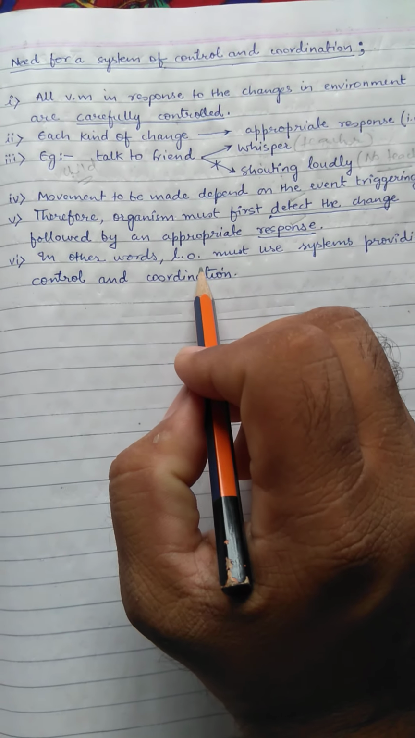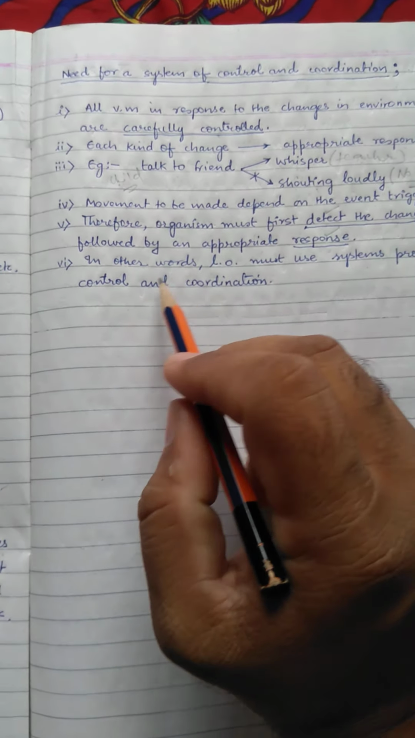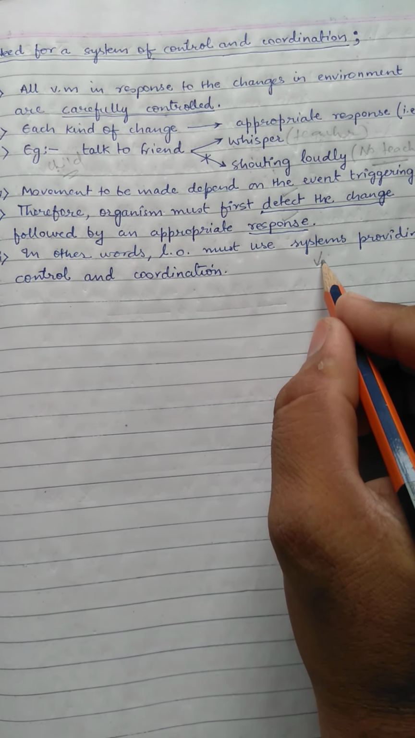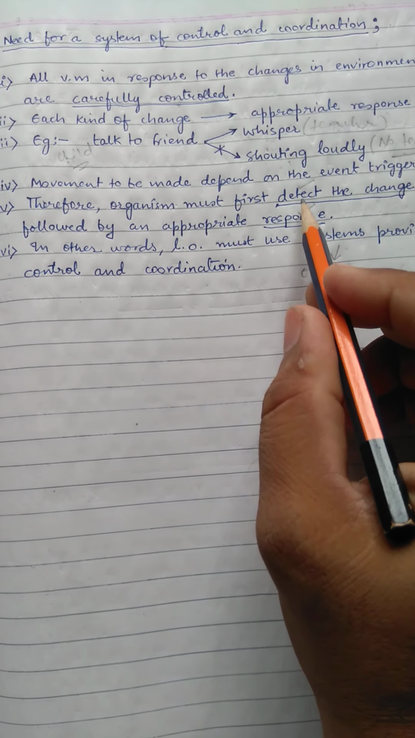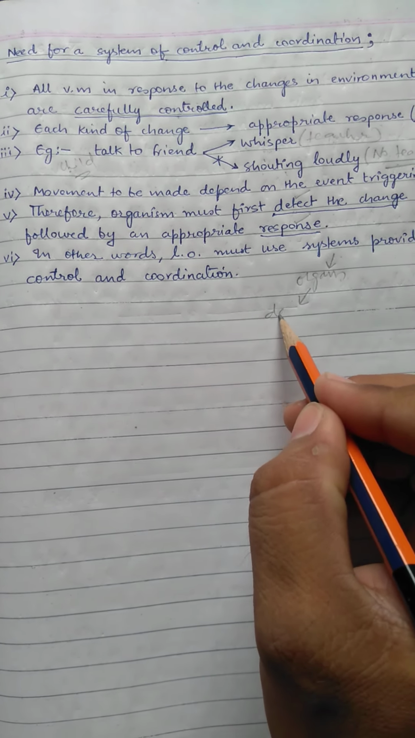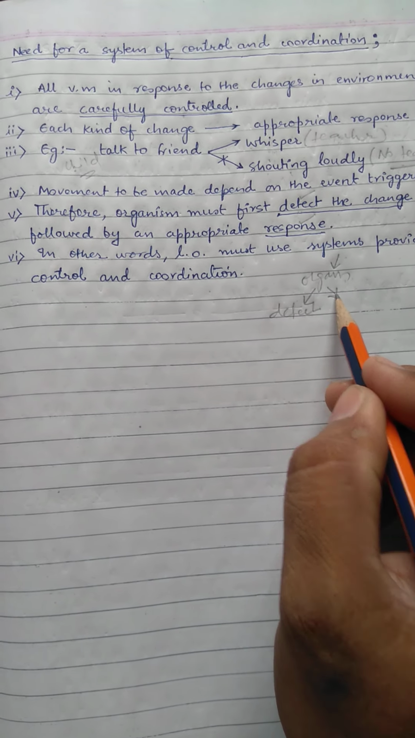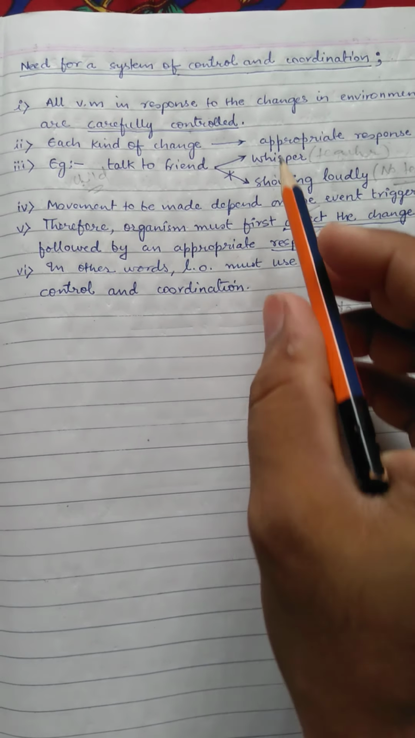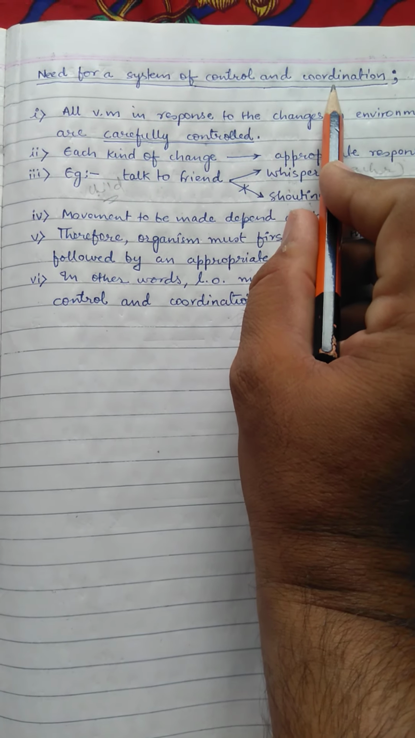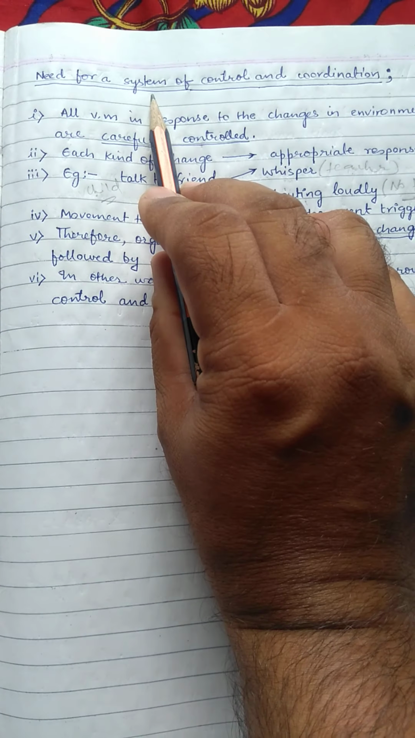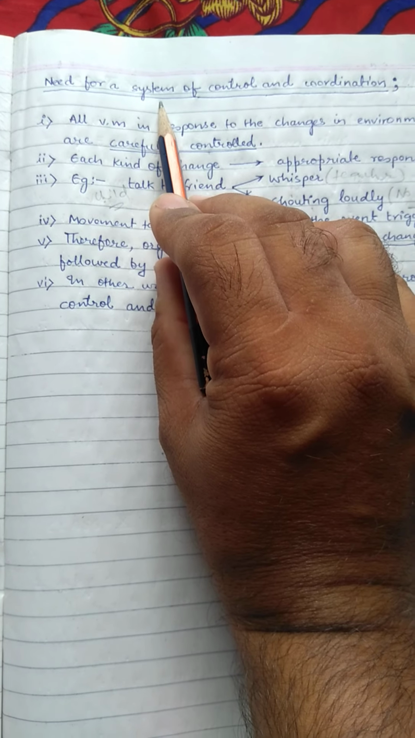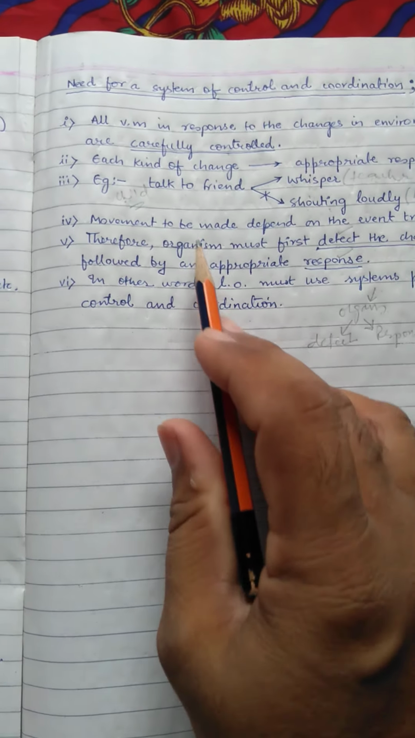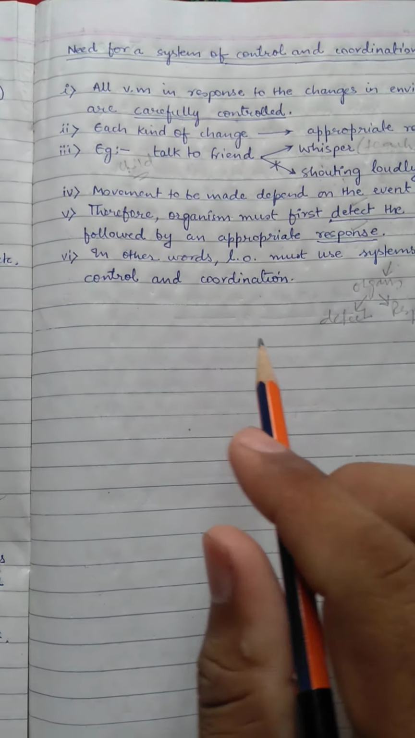In other words, living organisms must use systems that will provide control and coordination. What do you mean by systems? Systems here means specialized organs, because organs will help in detecting the change, and organs will also help in showing the response. So the life process of control and coordination will be performed by the organ systems in the body of multicellular organisms. So why is there a need for these organ systems in living organisms for control and coordination? This is the reason. That's all in this video.